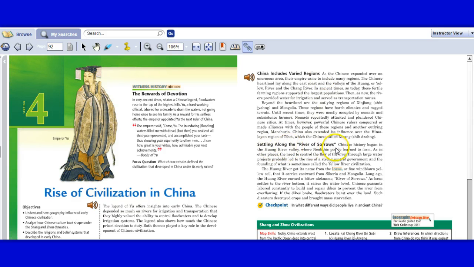Settling along the River of Sorrows, Chinese history began in the Wang River Valley, where Neolithic people learned to farm. As in other places, the need to control the flow of the river through large water projects probably led to the rise of strong central government and the founding of what is sometimes called the Yellow River Civilization. The Wang River got its name from the loess, or fine windblown yellow soil that it carries eastward from Siberia and Mongolia. Bottom line is, when this river floods, it causes a lot of problems for these people.